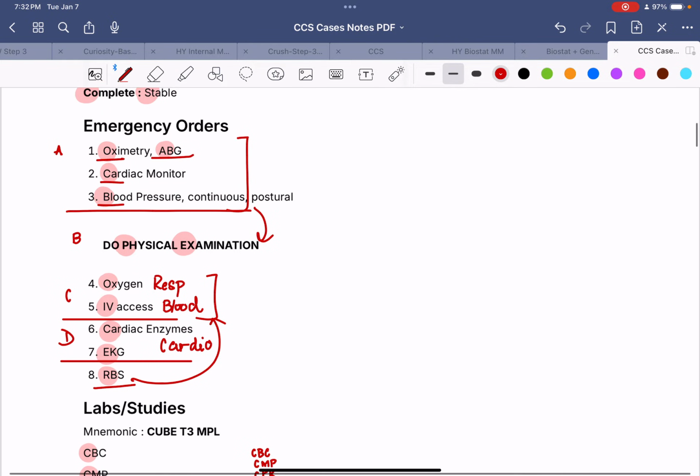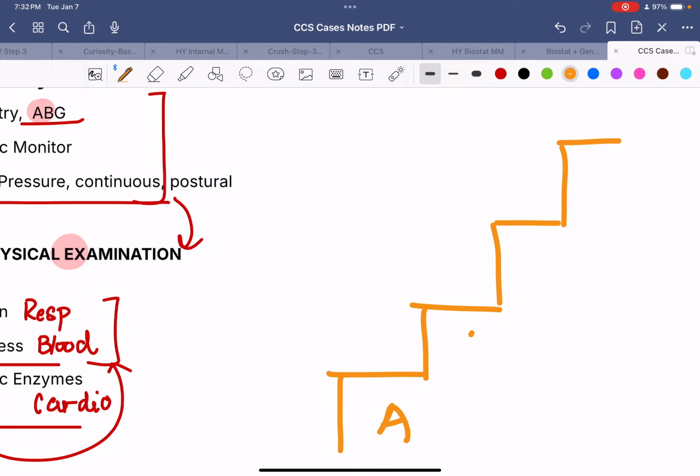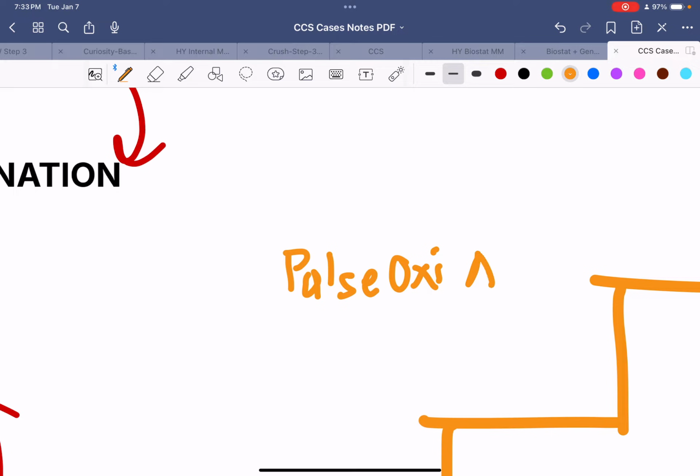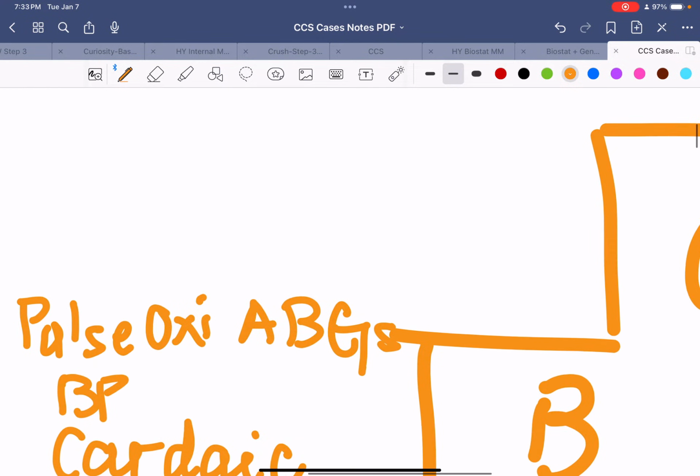So a quick review of the orders that we are going to do in emergency would be A, B, C, and D, and we can make them in the form of a step ladder pattern. So let's begin. First of all, for the A orders, we will do pulse oximetry. We want to ensure that the patient's oxygen saturation is good, along with ABGs. Then along with this, we are going to do blood pressure monitoring as well as cardiac monitoring. This is step number A. Once the patient is through step A, we are going to go to step B, which is basically doing a focused physical examination since the patient is still unstable.